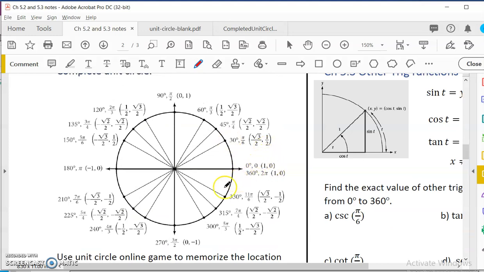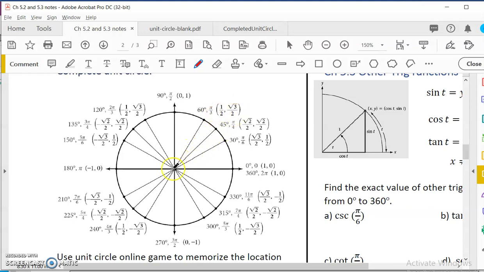There are three facts that you should know. First, you have to memorize the first quadrant: 30 degrees, 45, and 60. What you can remember is that for 45 it's always root 2 over 2, root 2 over 2. And then for 60 and 30, they switch. For 30, it begins with root 3 over 2, and then the second number is 1/2. But for 60 degrees, which is pi over 3, it's 1/2, root 3 over 2.